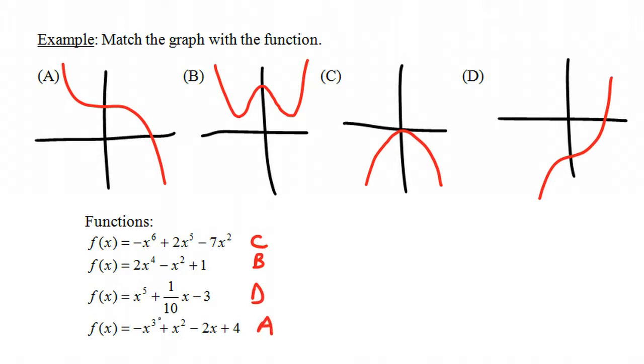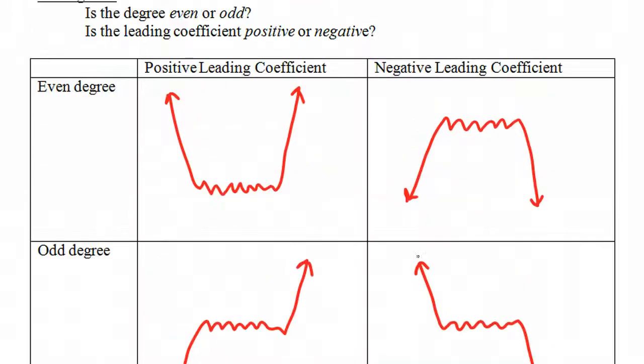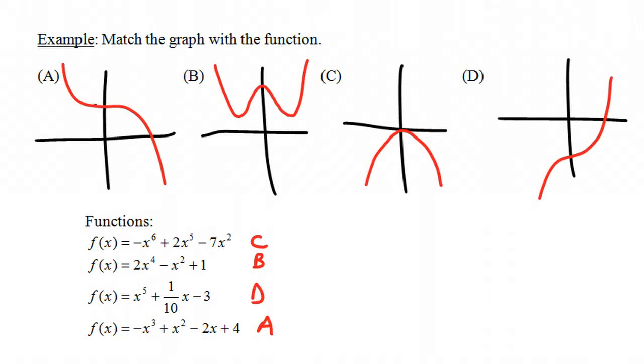It's not hard to determine what the last one is now. It's going to be A, but let's check. Is it really A? Well, we have an odd degree with a negative leading coefficient. According to the leading term test, odd degree with negative leading coefficient should look like this basic shape, and that's what we have in part A.